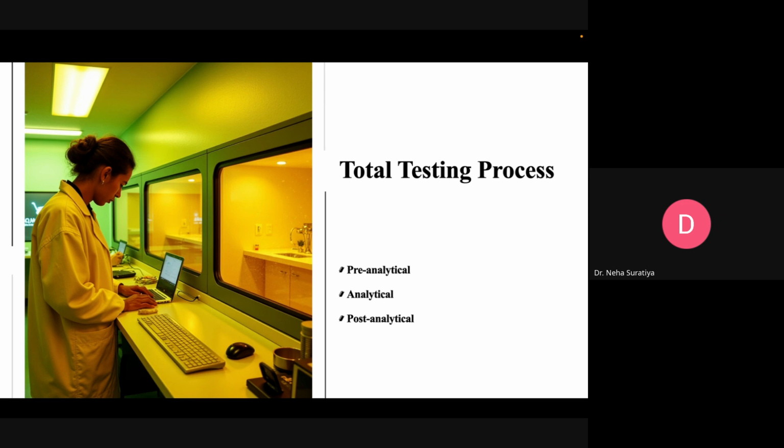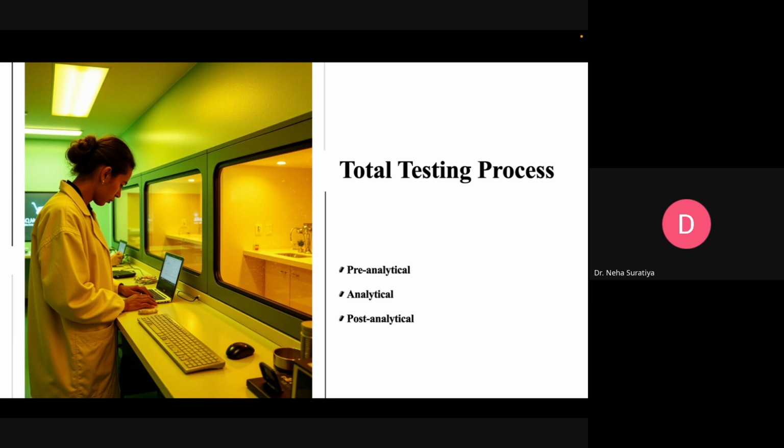So many people believe that lab errors happen only because of the machines or the technicians, guys. Okay, but in reality, laboratory testing is a process. It is a complete whole process which requires skillful persons, right? And it is a process with multiple steps as well. An error can occur at any point, right?